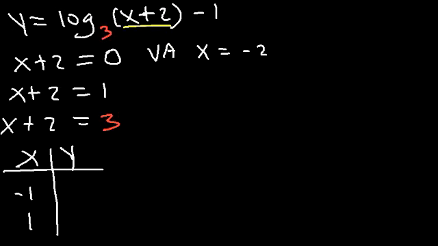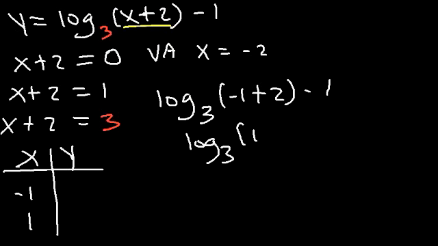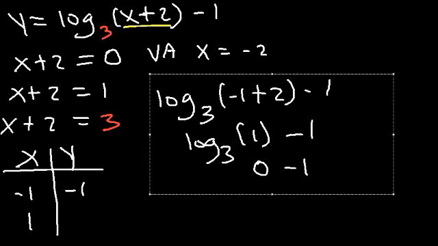Now let's find the y value that corresponds to these x values. So if we plug in negative 1 into the equation, negative 1 plus 2 is 1. Log 1 is always 0. 0 minus 1 is negative 1. Now let's plug in positive 1.